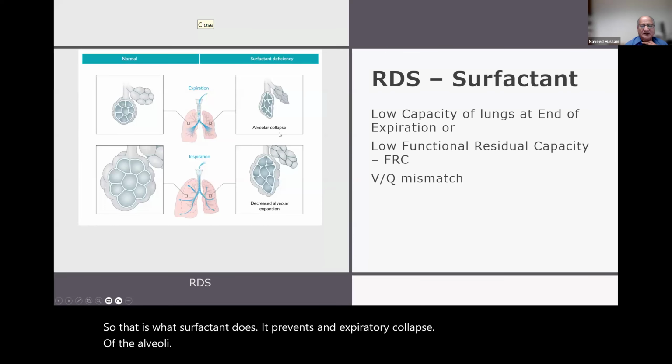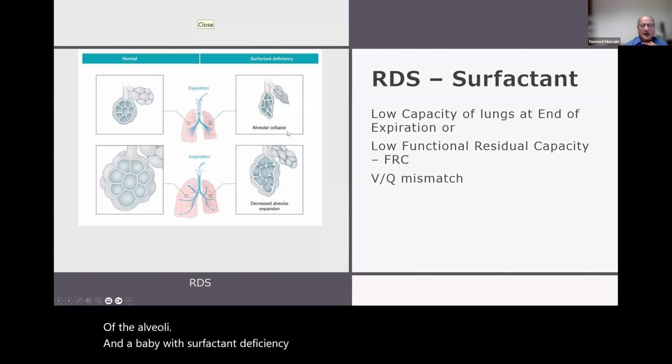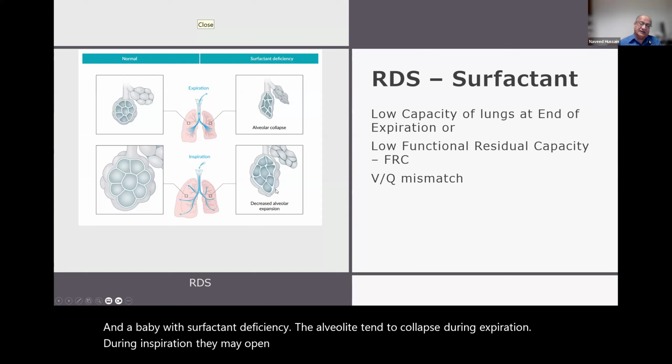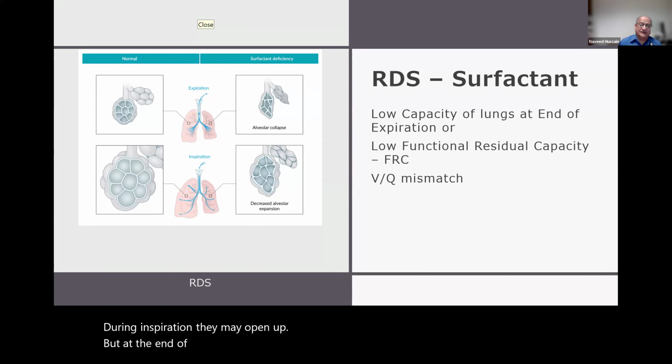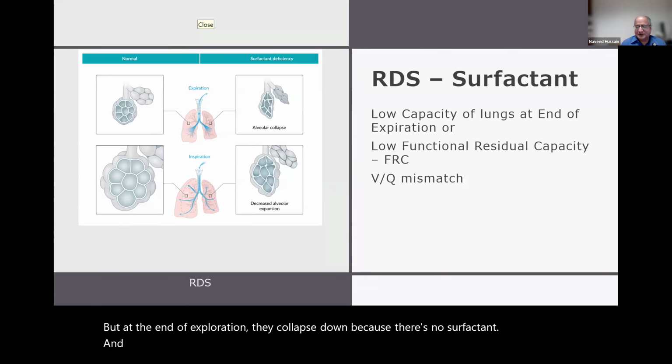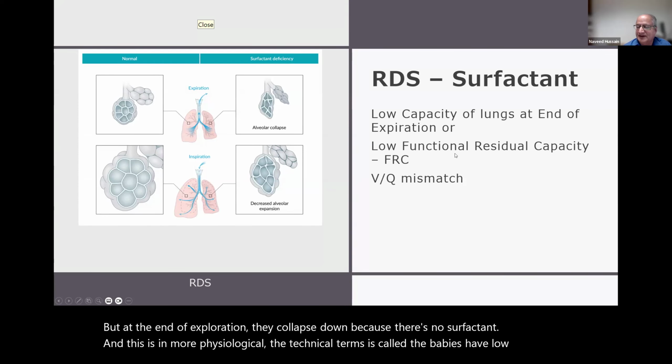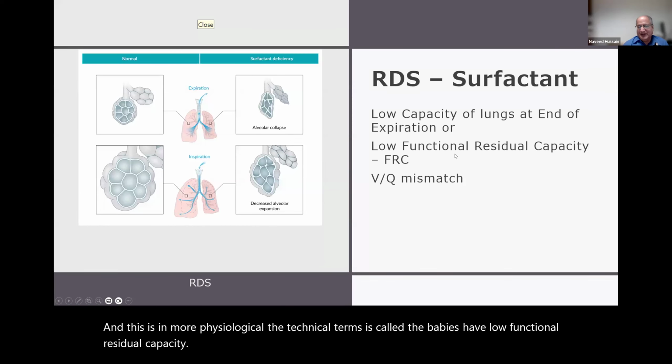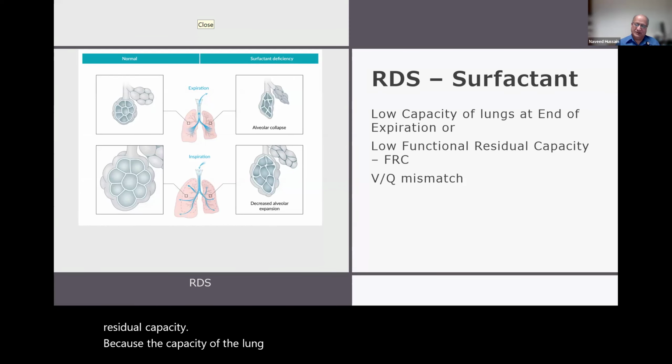In a baby with surfactant deficiency, the alveoli tend to collapse during expiration. During inspiration, they may open up, but at the end of expiration, they collapse down because there's no surfactant. And in more physiologic or technical terms, this is called low functional residual capacity, because the capacity of the lung at the end of expiration is important to keep the lung in a very compliant state.